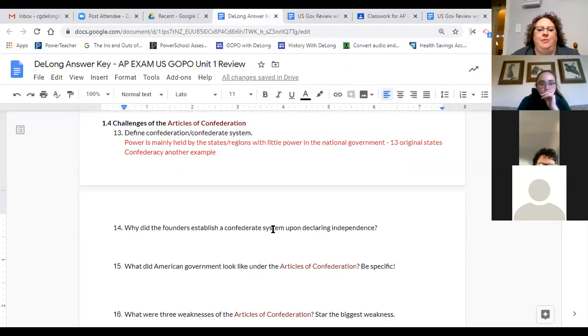Why did the founders establish a confederal system upon declaring independence? What are they afraid of? They didn't want the national government to be too powerful.